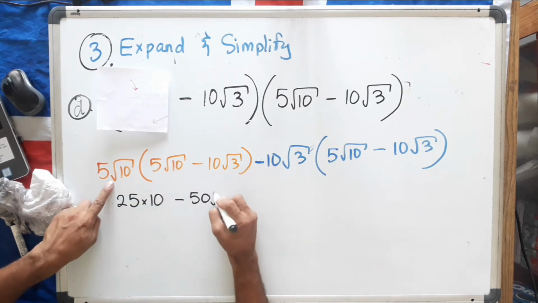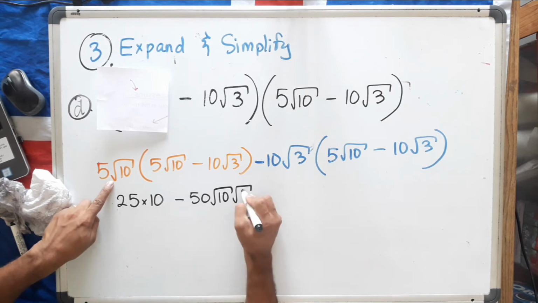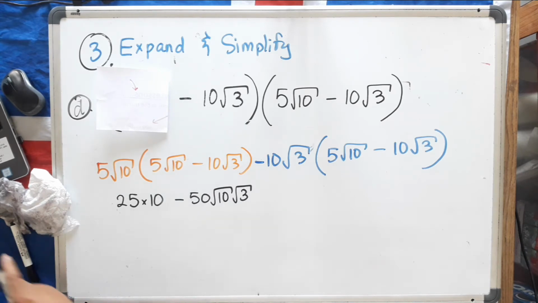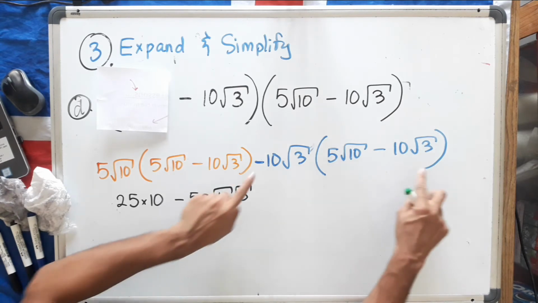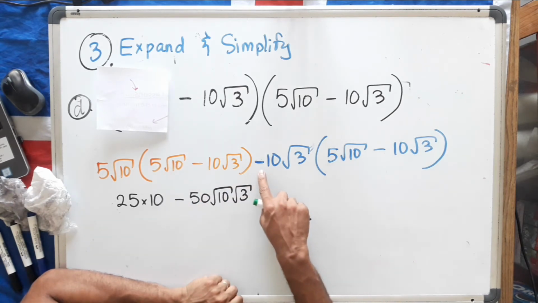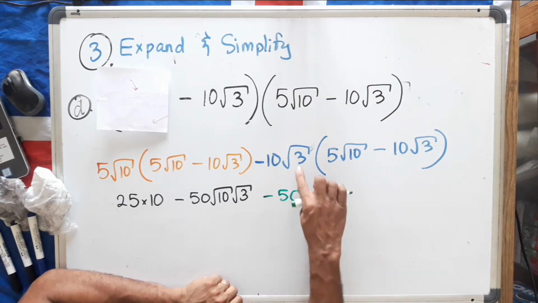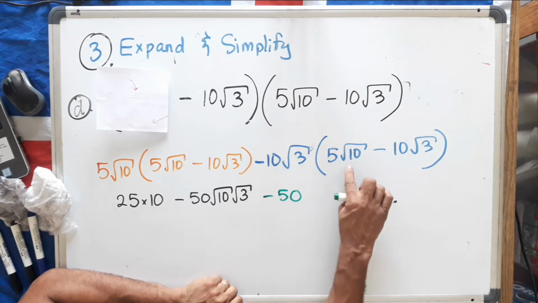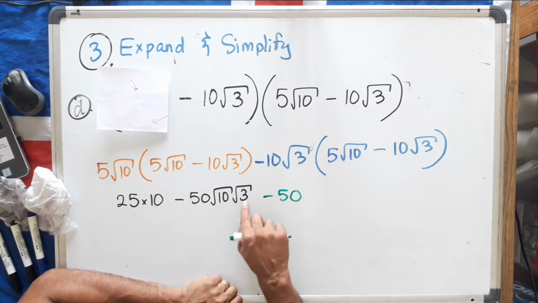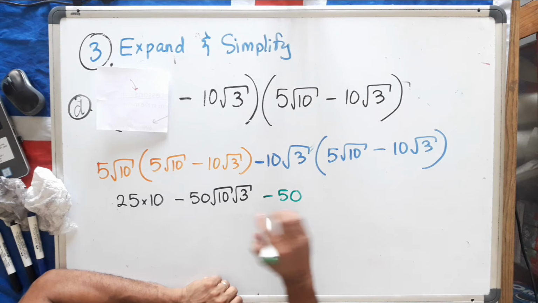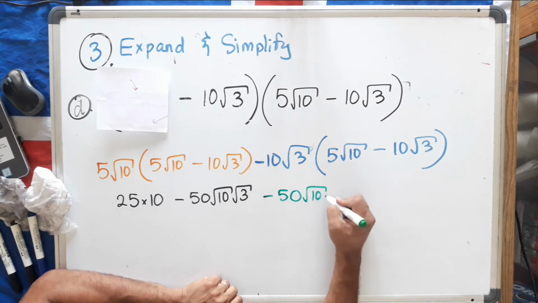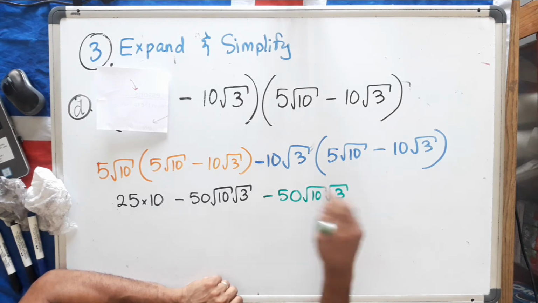And then we have the square root of 10 multiplied by the square root of 3. Great. Let's use a different color here. Let's multiply out the blue scenario. Minus 10 by 5 is minus 50. And then we have the square root of 3 by the square root of 10. Now the square root of 3 by the square root of 10 is the same thing as the square root of 10 by the square root of 3. So I'm just going to put the square root of 10 by the square root of 3.